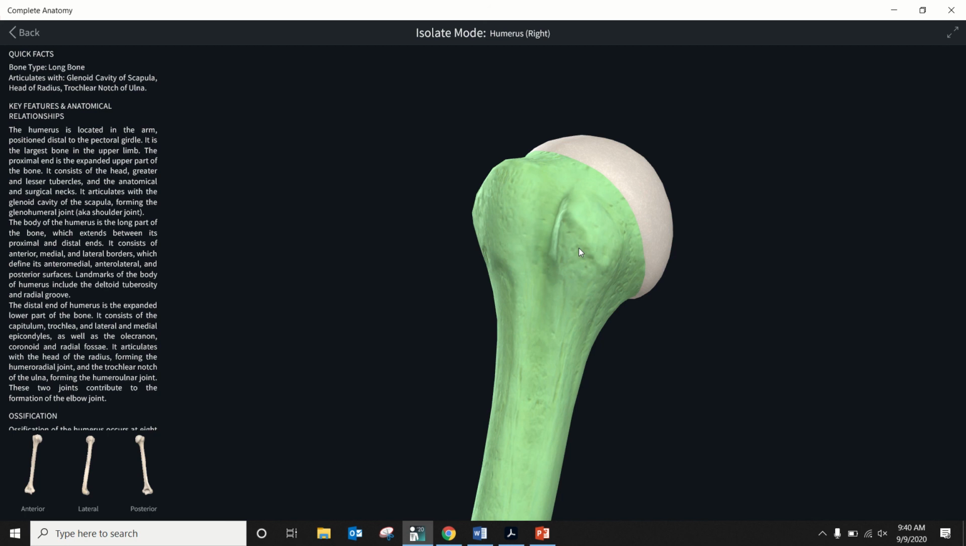So the little indentation between the greater and lesser tubercles, this little valley, is the intertubercular groove. Something is inter, it's between. So intertubercular means between the tubercles. And a groove, obviously, is some sort of an indentation. So the intertubercular groove is between the greater and lesser tubercles.